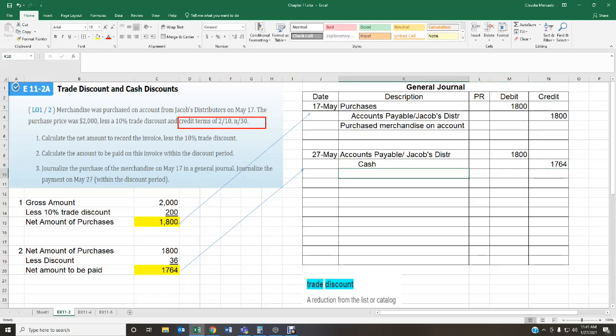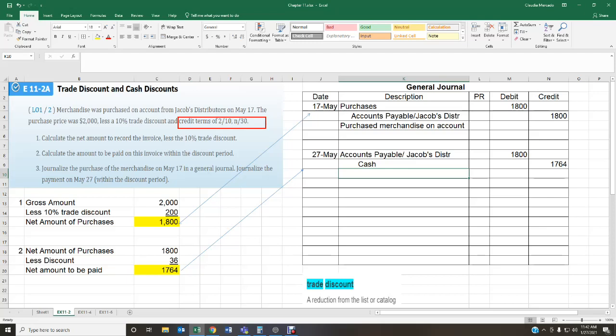That is the amount that's going to be paid because we had a discount based on our credit terms of 2/10. So the cash that's going to be paid is 1,764. That is a credit because we are paying out cash. We've cleared our payable. Now we no longer owe Jacob's Distributors. Now we have to record the difference. If you notice, we're not in balance. Remember, debits must always equal credits.